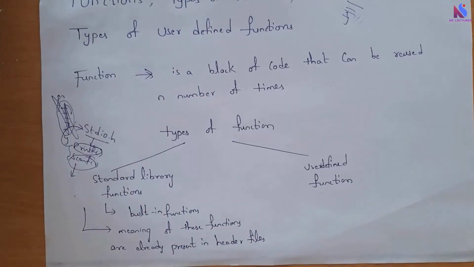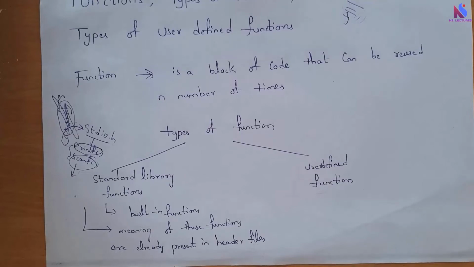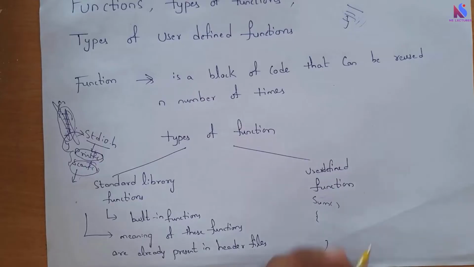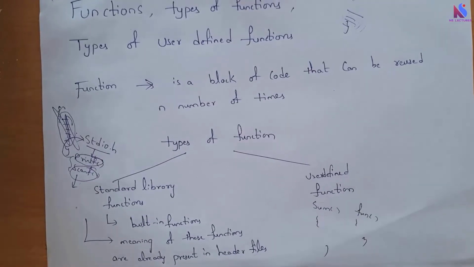Next, user-defined functions. A function which is created by the user for his need is known as a user-defined function. For example, you can give any name for your function, like sum. Sum is the function name, or you can also give any other name like fun, and so on. This is a user-defined function. Now I will explain a program for a user-defined function.